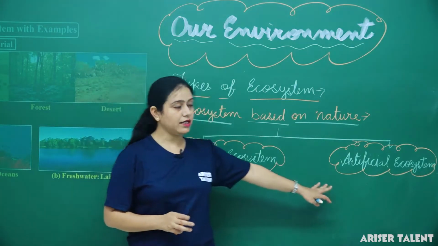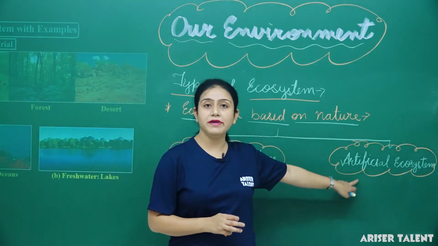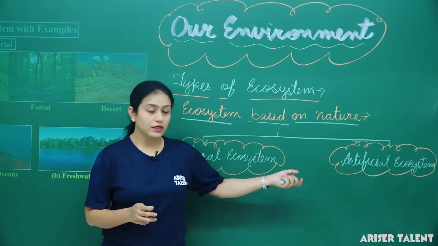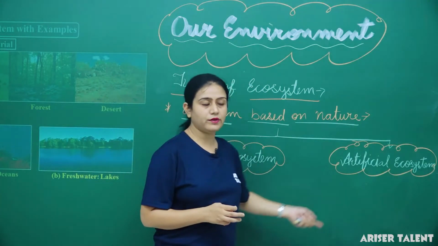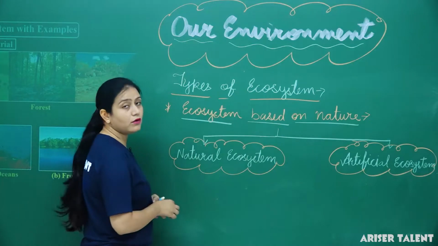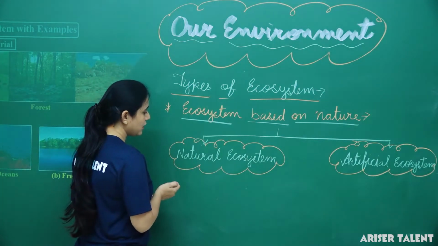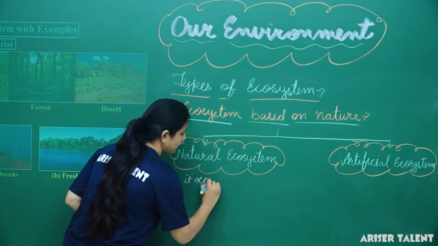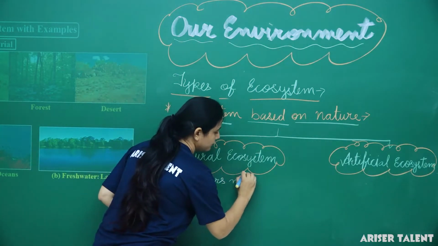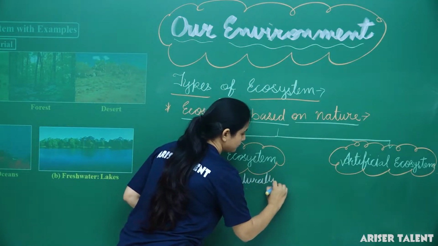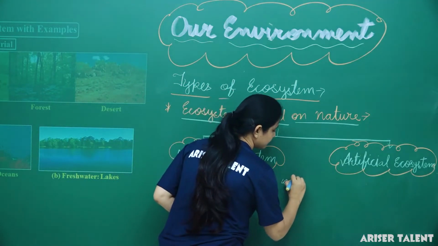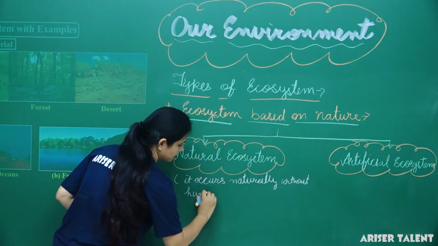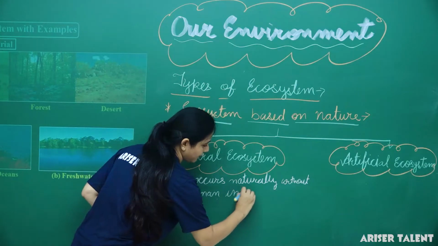If we talk about the artificial ecosystem, this is man-made ecosystem and also known as man-made ecosystem because it is made by the human only. Okay, so here first of all we will talk about natural ecosystem. So natural ecosystem is what? It occurs naturally without human interference.